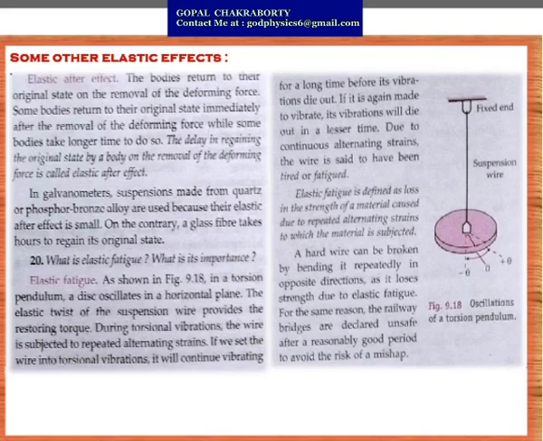In galvanometers, suspensions made from quartz or phosphorus bronze alloy are used because their elastic after effect is small. On the contrary, glass fiber takes hours to regain its original state. So this is called elastic after effect.